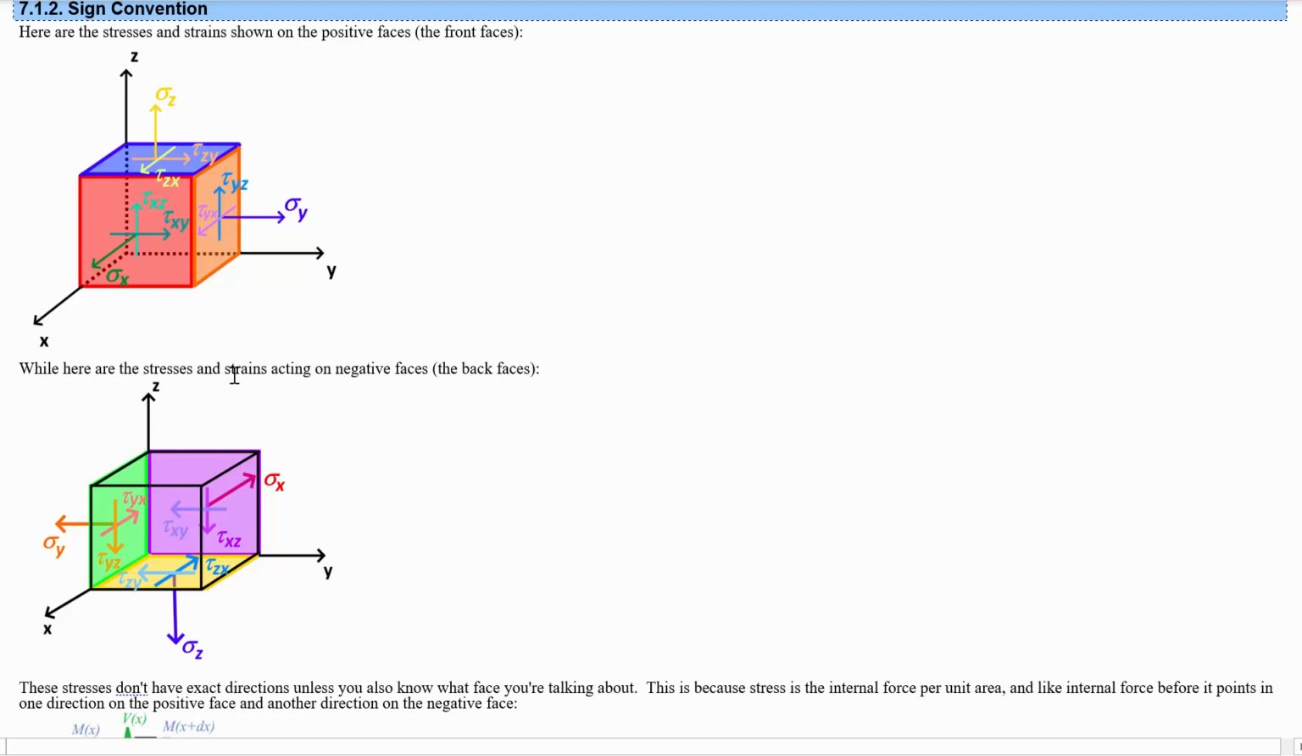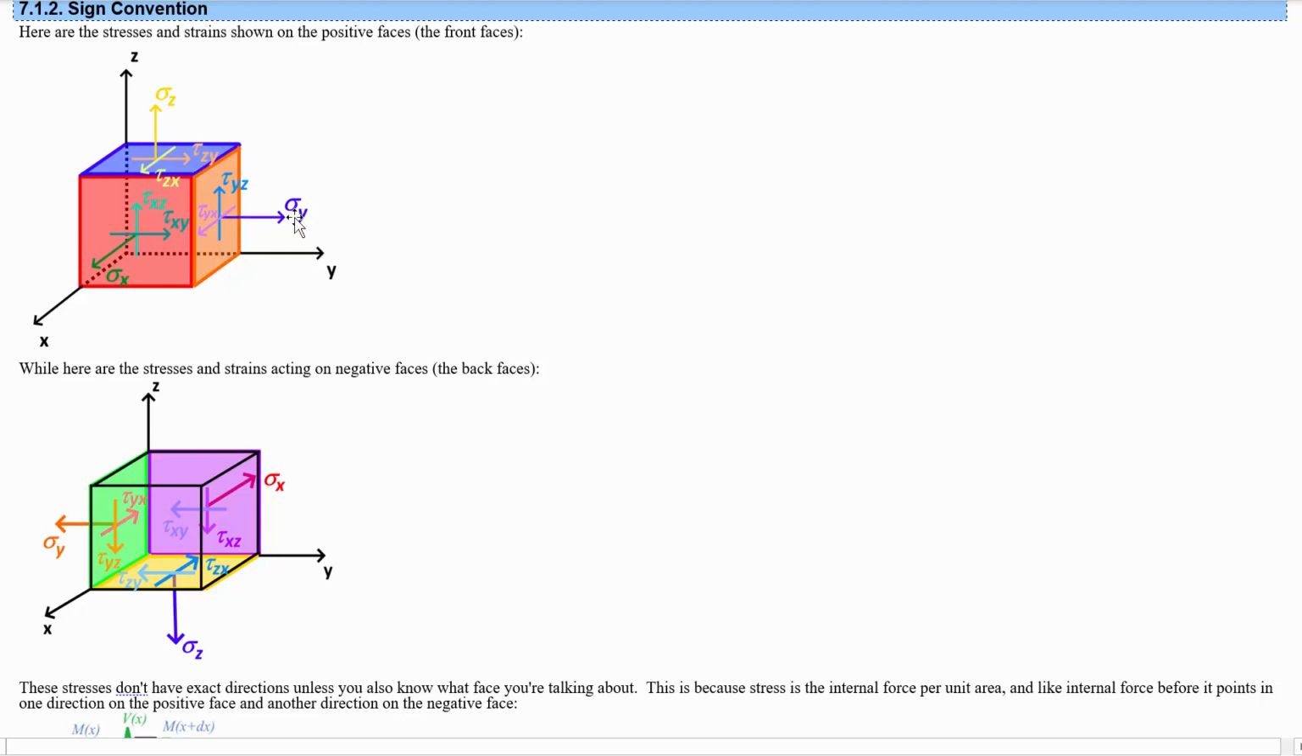What about tau zy? Where are the two tau zys? Well, that could be the stress on the positive z face in the positive y direction, or tau zy could be the stress on the negative z face in the negative y direction. This is not actually new. This is also the case for the sigmas we were dealing with, right? So sigma y could be the stress on the positive y face in the positive y direction, or on the negative y face in the negative y direction.